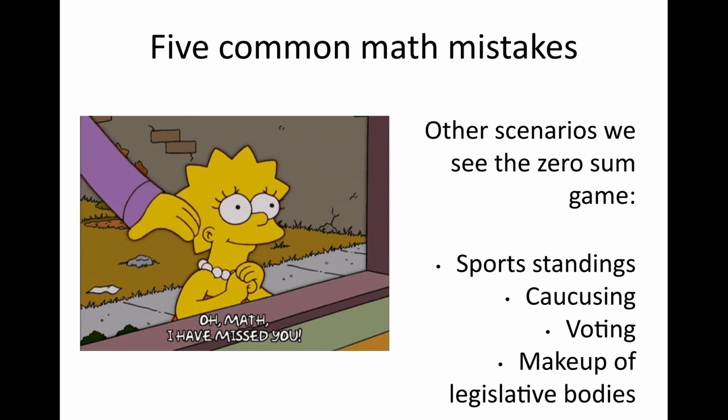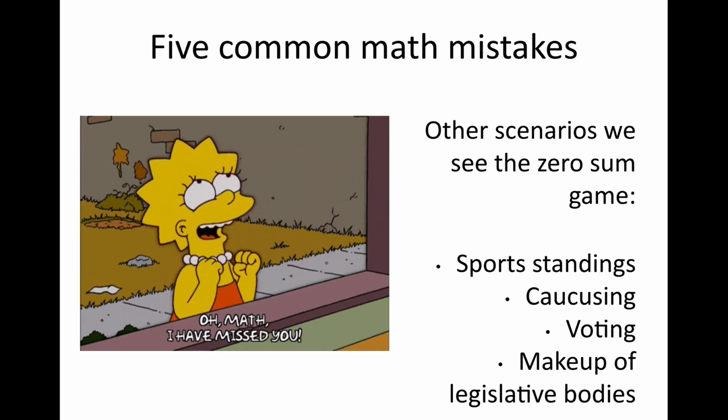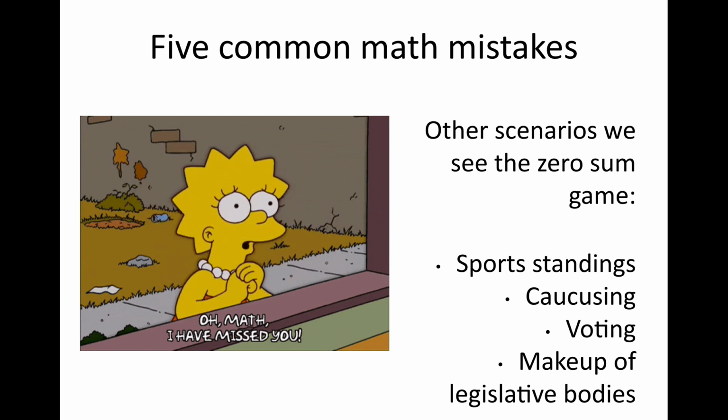So a few other scenarios where we see zero sum games, first of all, is in sports standings, right? So every time a team wins, that's essentially a loss for another team, and whoever has the best winning percentage usually is the conference champion. So sports standings are something where you'll see that, especially in baseball.